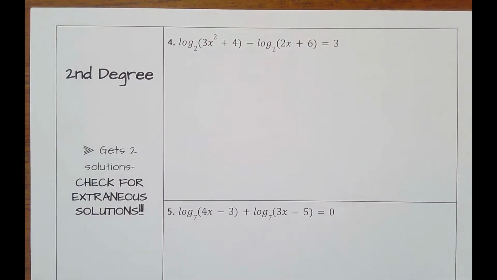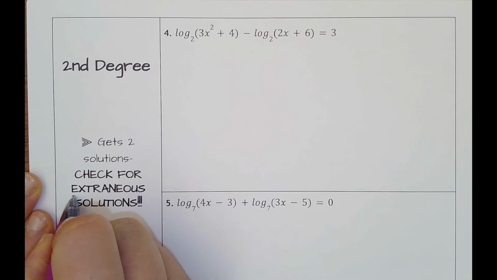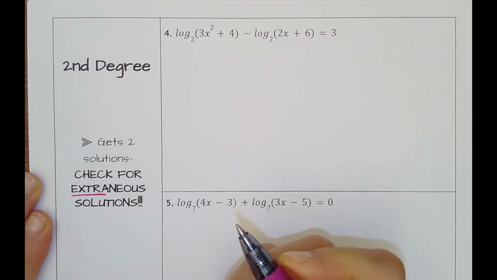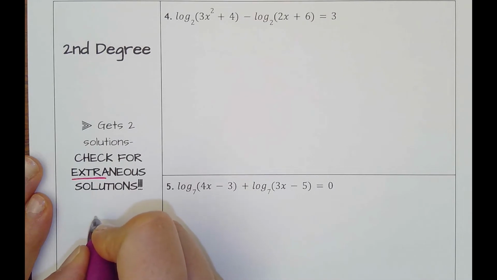These 3 problems all have logs with the 2nd degree, and you'll see once we put them together, you'll see that happening. But it gets 2 solutions. Make sure you're checking for extraneous solutions. Remember, extraneous are these extra answers. They look like they should work, but when we plug them in, they don't work.